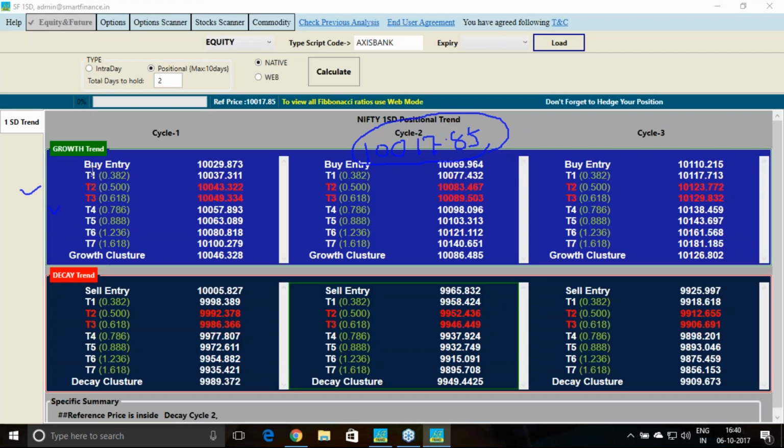Till point 5 is asking, if the price is between buy entry and the target 1, shall I buy? You can buy till point 5. Till point 5 you can buy. So buying till point 5 is allowed. Nothing wrong in that.